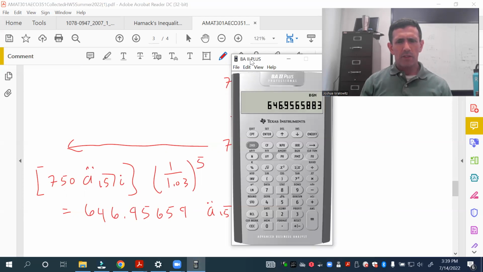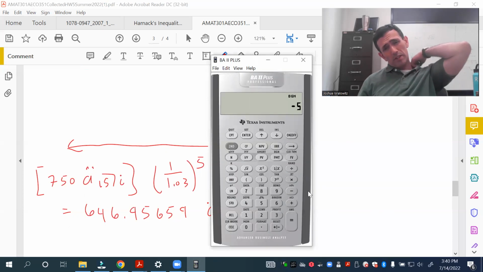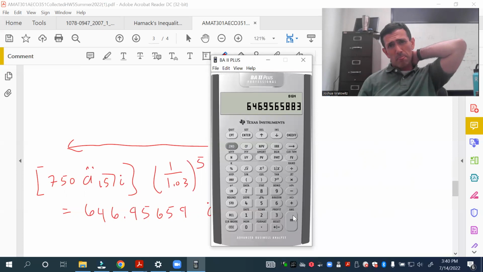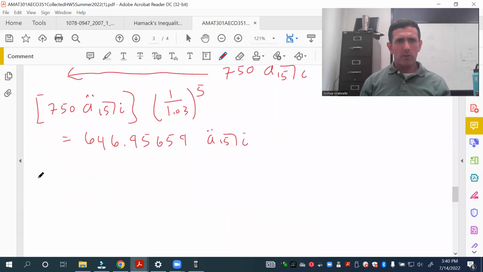Yeah, that was kind of hidden. So all I did was 750 times 1.03. And I like to do negative exponents on the calculator a lot of times rather than doing 1 over something, because you don't need parentheses. So, all right, let's just write down what this says.